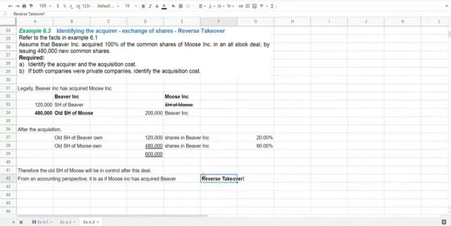Okay, this is a reverse takeover. The acquirer for accounting purposes is Moose because the shareholders of Moose, the former owners of Moose, are now going to be in control over the combined entity. So Beaver is the owner of Moose, right? So Beaver, from a legal point of view, will say, we own all the shares of Moose. But who will drive Beaver? Who will be in control over Beaver? It's the old shareholders of Moose. So that's the reverse takeover bit.